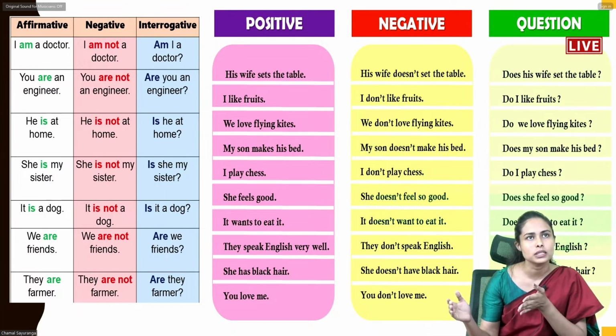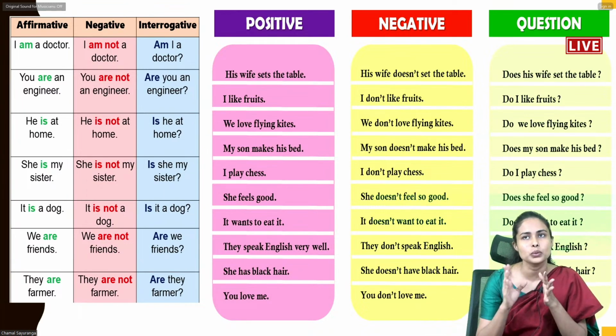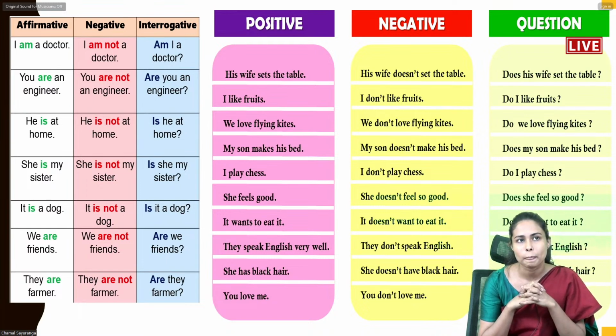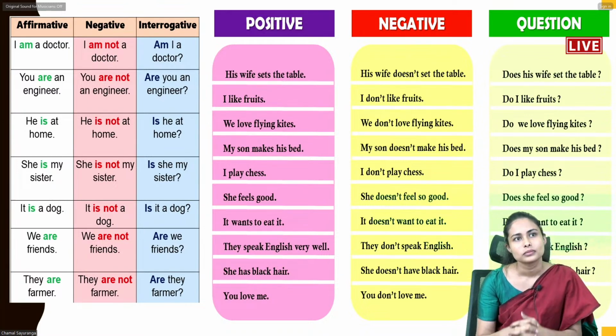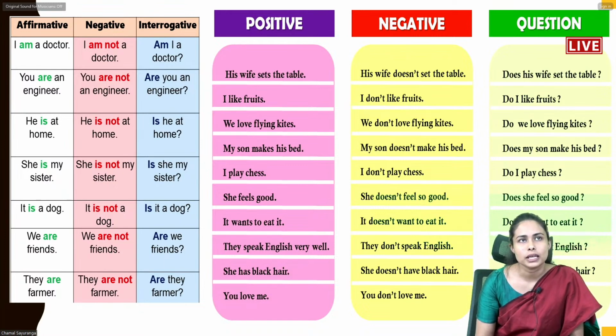His wife sets the table. Who is the subject of that sentence? His wife sets the table. Yes, who is the subject of the sentence? His wife. Then what's the verb? Sets. Why is there an s in the verb? Because his wife is singular.